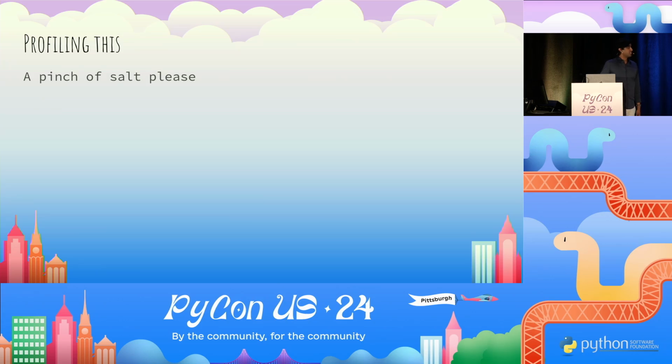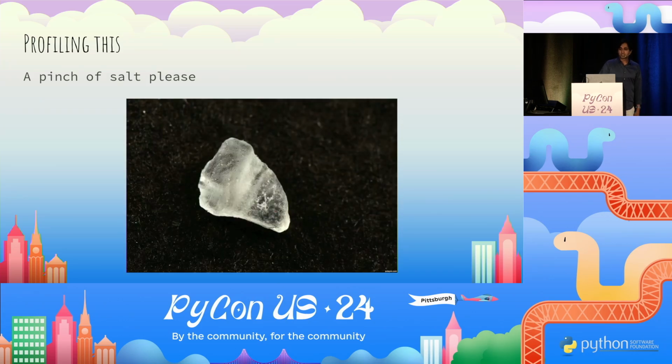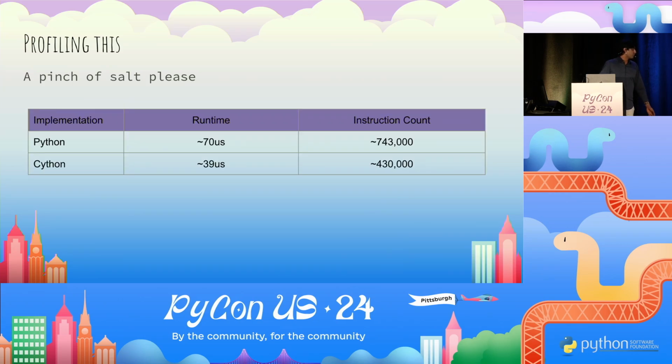I profiled this, and please take these profiling numbers with a pinch of salt, because again, the exact numbers are subject to the computer you're running them on. So this is what I get. It seems like the runtime for the loop has been 70 microseconds for Python, which translates to 70 nanoseconds on average for each addition. And roughly 40 nanoseconds on average for each Cython addition, because our loop was of length 1000.